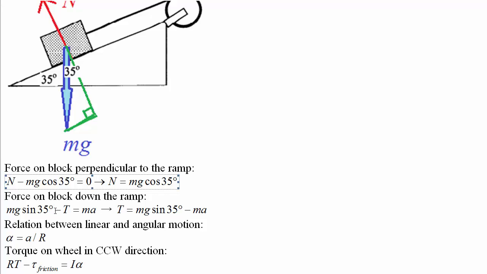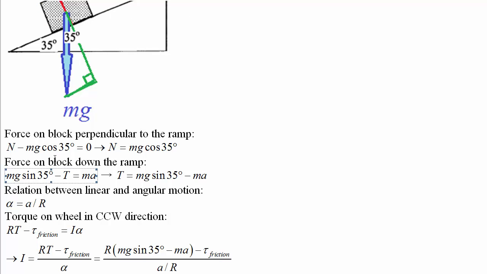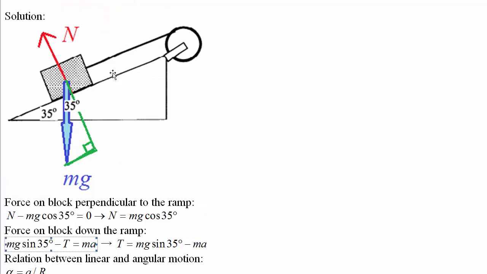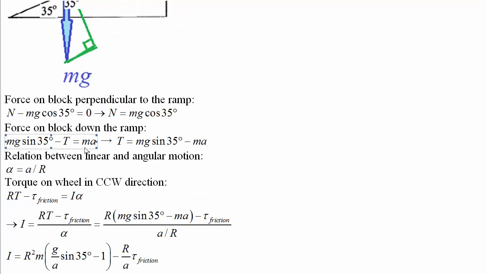Force on the block down the ramp then doesn't include a friction component. It's just mg sine theta, sine 35 degrees for this component of the weight down the ramp, minus the tension in the cord, is equal to the mass of the block times its acceleration. And that's the equation that lets us solve for the tension. That's one of the two things we needed to find here.